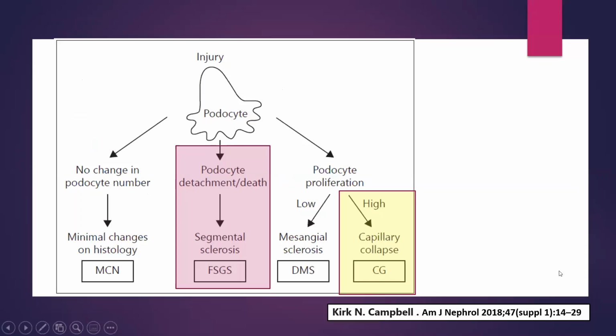So if we simply do some representation of this, it will be like this. With the injured podocyte and no change in podocyte number, it will be minimal change, but in FSGS, podocyte detachment causes segmental sclerosis, or podocyte proliferation in high amount causes collapsing glomerulus.